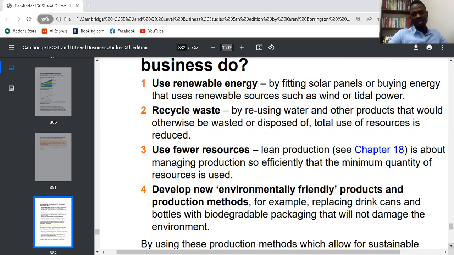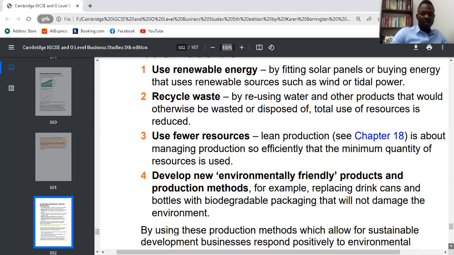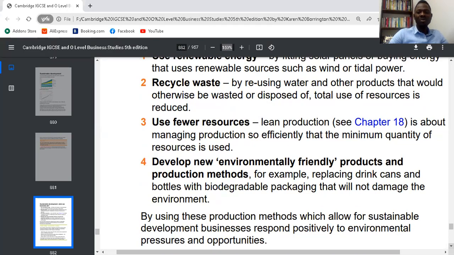The third one, use fewer resources. That is production method, which can be lean production. Find a way of minimizing resources. Find a way of reducing waste. That would also help for sustainable development. The fourth one, develop new environmentally friendly products and production methods. Maybe packaging. Start thinking about products that are environmentally friendly. Because in the course of doing that, pollution would reduce. And if pollution reduces, a lot of people will not be falling sick, that government has to take care of health issues every now and then. So government will not be spending on those things anymore if what we use are environmentally friendly.